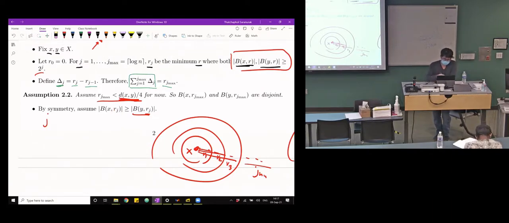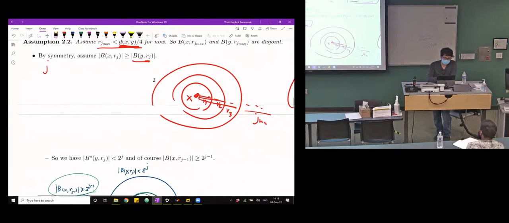All right. So let's assume this. I mean, this can be assumed. And now, also we have that the open ball around y will have size less than 2 to the j by definition as well.